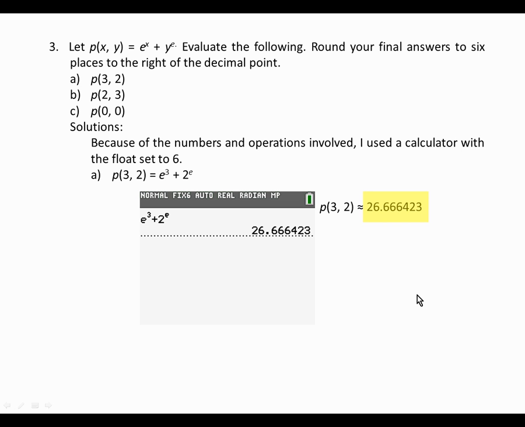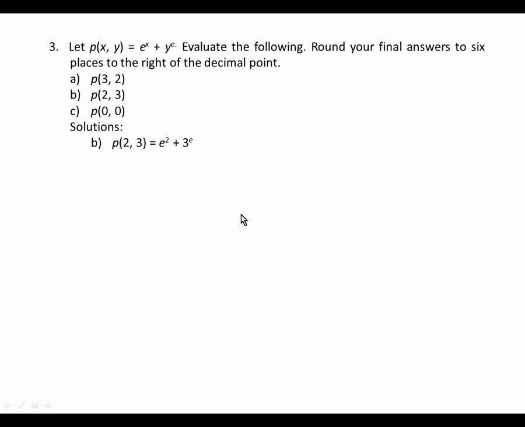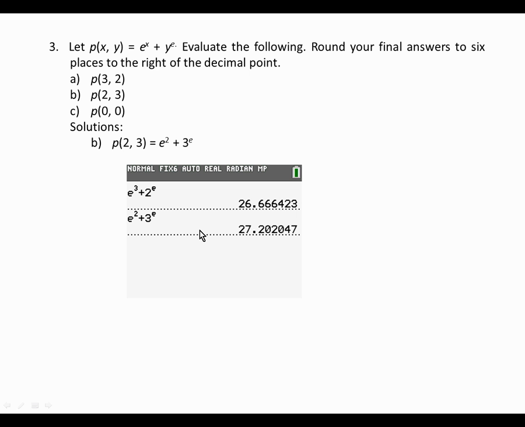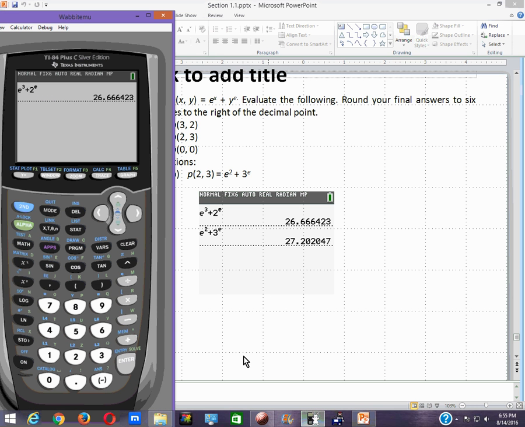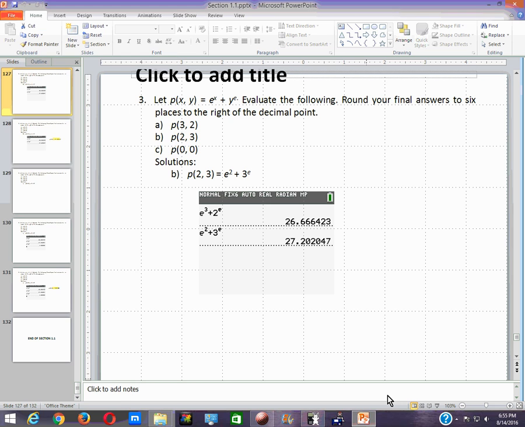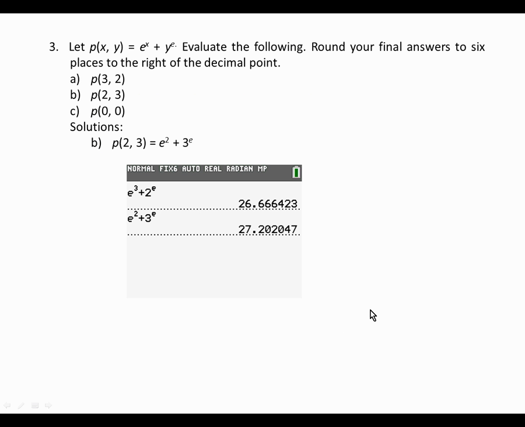For part B, so there's my answer. Part B, p of 2, 3. It's e squared plus 3 to the e. Okay, I did my second enter and I edited. So if you want to see that, second enter. Let's do some editing. That 2 needs to be a 3. And then that other 3 needs to be a 2. 27.202047. So p of 2, 3 is 27.202047.